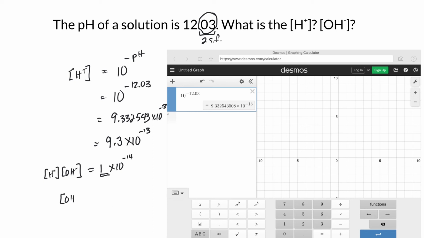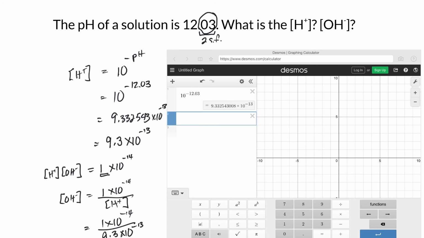So to figure out hydroxide ion concentration, I take 1 times 10 to the minus 14th and divide it by whatever the hydrogen ion concentration is. So 1 times 10 to the minus 14th divided by what I just got, 9.3 times 10 to the minus 13th. Let's see what that comes out to. I don't know if I can do this in decimals. Have to be able to.